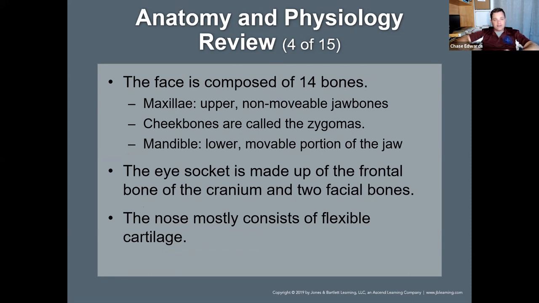So the face is composed of 14 bones. You have the maxillae, the upper and non-movable jaw bones. You have the cheekbones, called zygomas. You have the mandible, which is the lower movable portion of the jaw. You have the orbit, which is the eye socket, and it's made up of the frontal bone of the cranium and two facial bones. And the nose mostly consists of flexible cartilage.